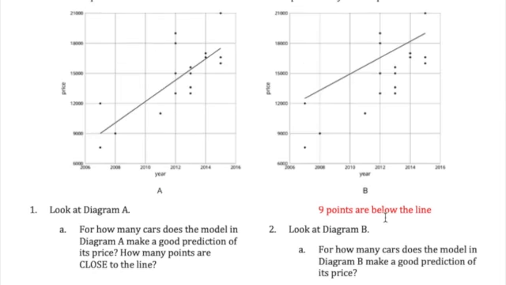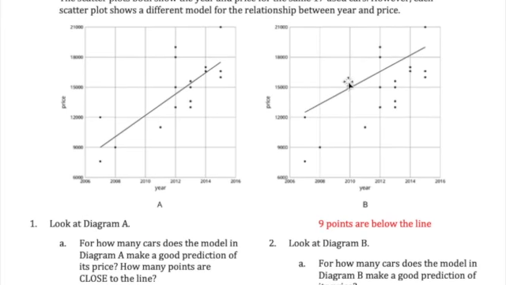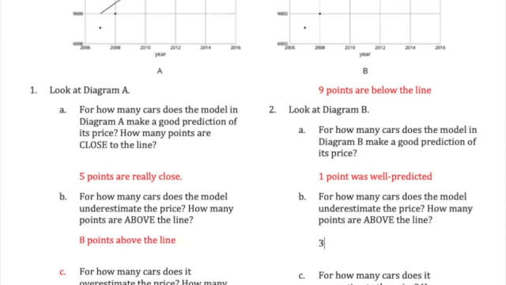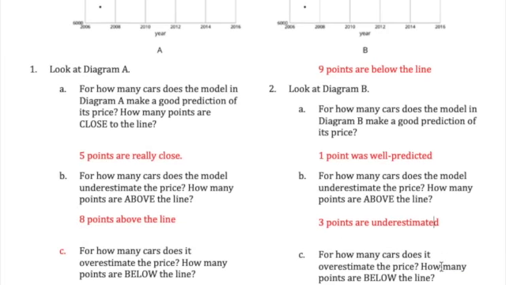And how many cars does the model underestimate the price? So how many points are above the line? 1, 2, 3. Yikes, only 3 points are above the line. You can tell by looking, this line is above most of the data. Most of the data is well below this line. So 3 points are underestimated. If you're doing your mental math, that means we have 17 total cars, 3 are underestimated, so I got 14.